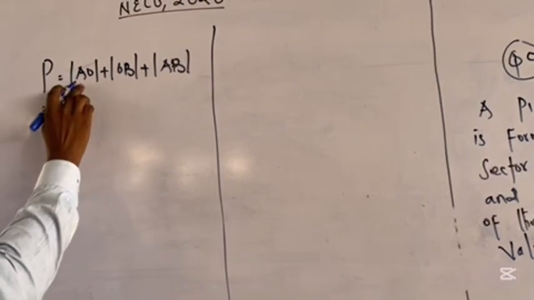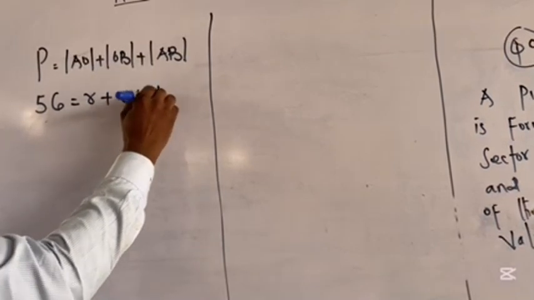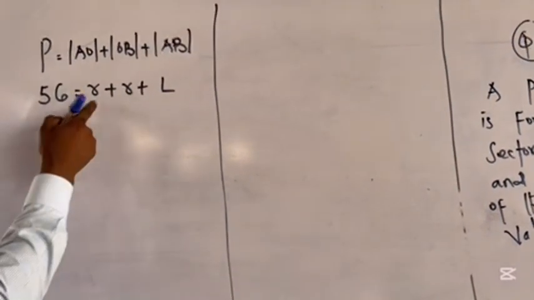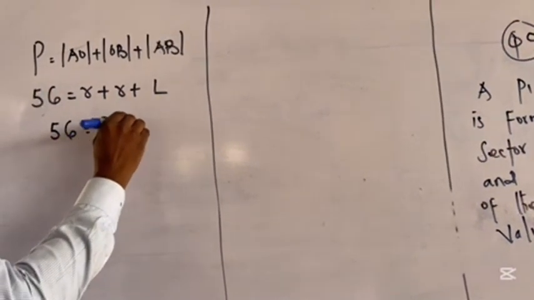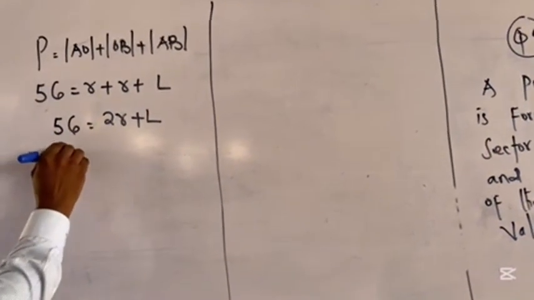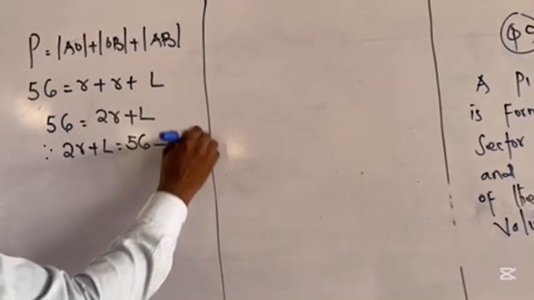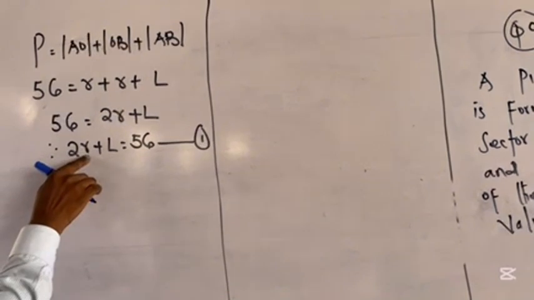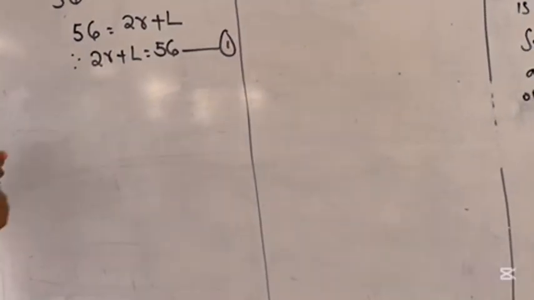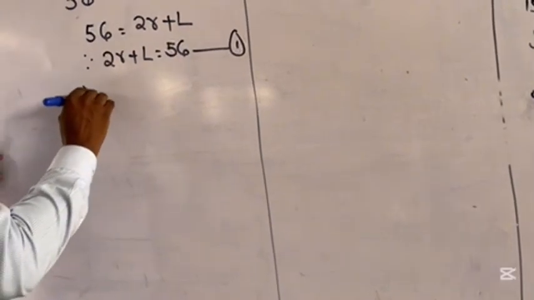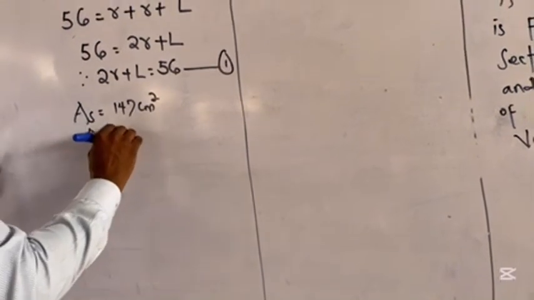That is equal to: OA is the radius, OB is the radius, and AB is the length of the arc. If I sum these two because they are the same, I have 56 equals 2r plus L. Therefore, 2r plus L equals 56, equation 1. Why is there an equation? The value of the radius is unknown, and the value of L is unknown. Remember, they gave us the area of the sector as 147 centimeters squared, and theta is in radians.